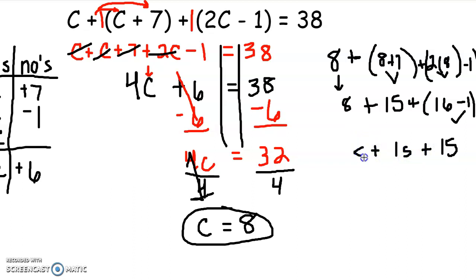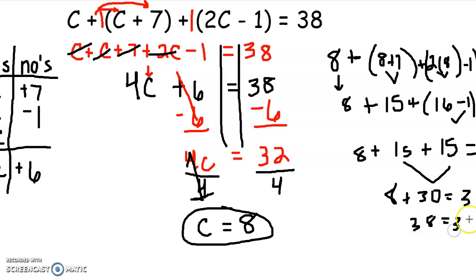And remember, this whole expression needs to be equal to 38. Well, guess what? 15 plus 15 is 30. 30 plus 8, oh, I hope you're telling me it's 38. Well, it is. 8 plus 30 is 38. And 38, we know, is equal to 38. So guess what? It works.